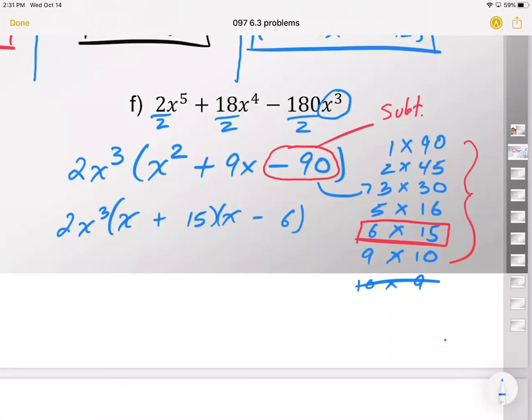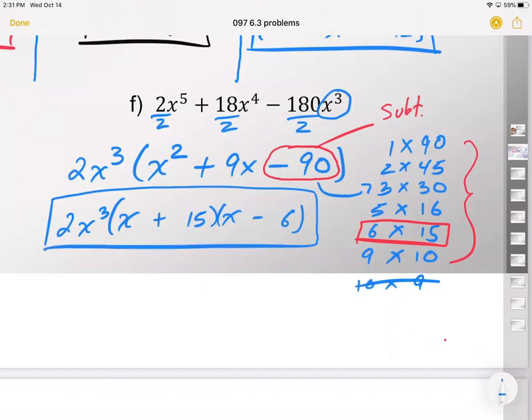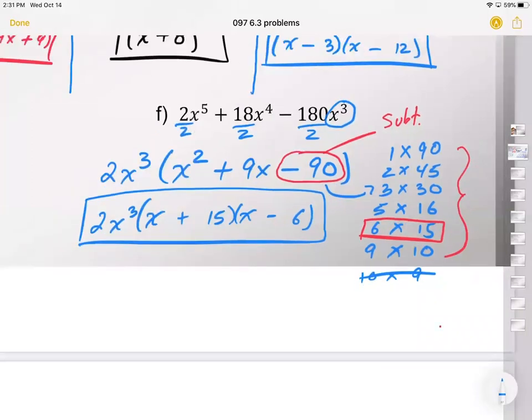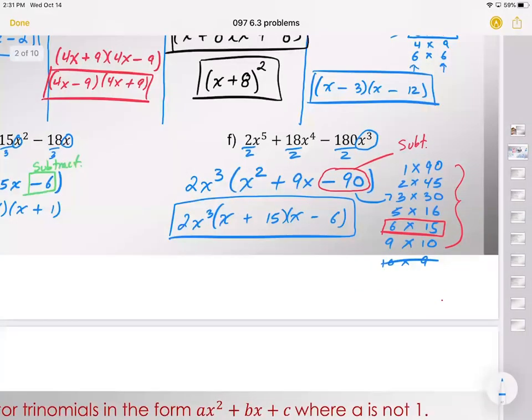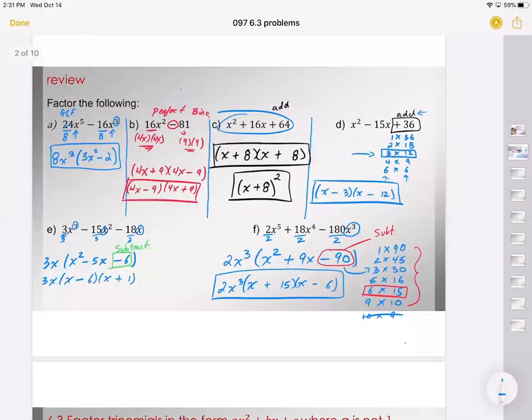Why is the 15 positive? The reason is the bigger number will get the sign of the middle term. So the middle term is positive 9, so the 15 will be positive and the 6 will be negative. And again, this is what we did last time.